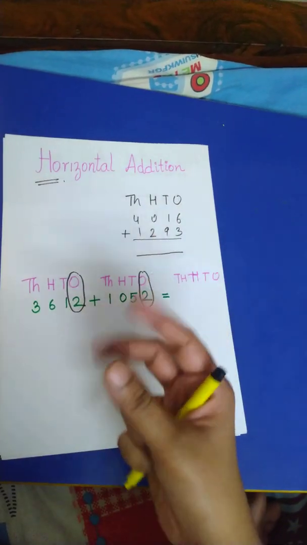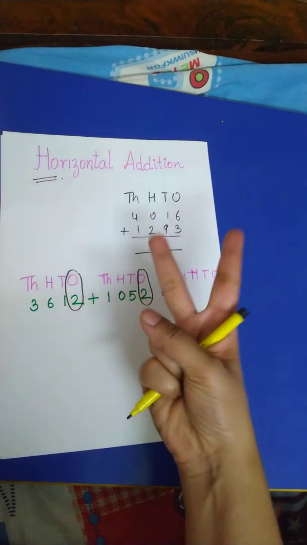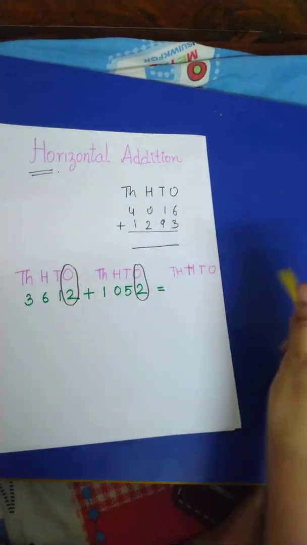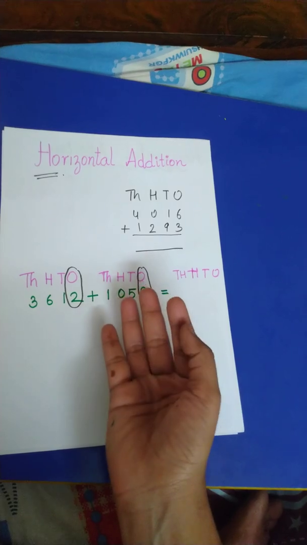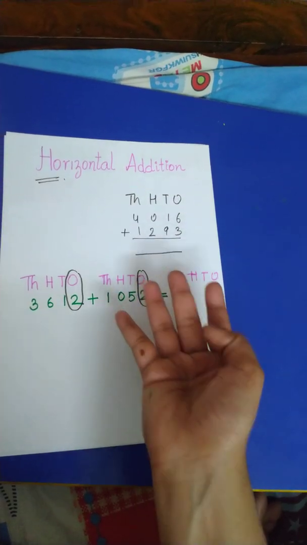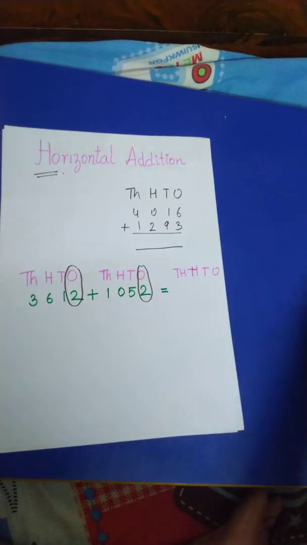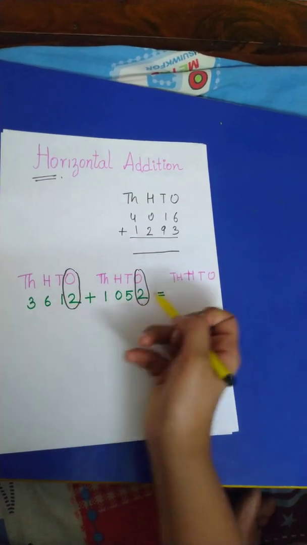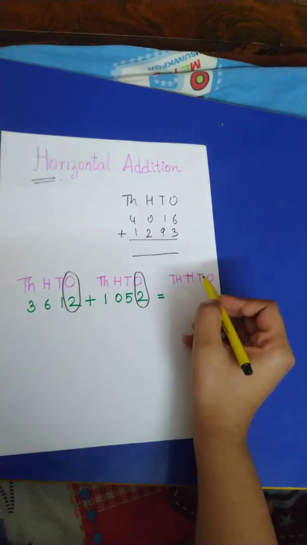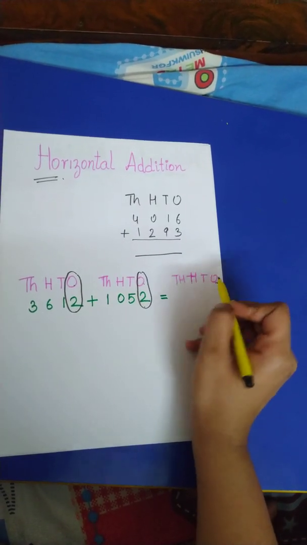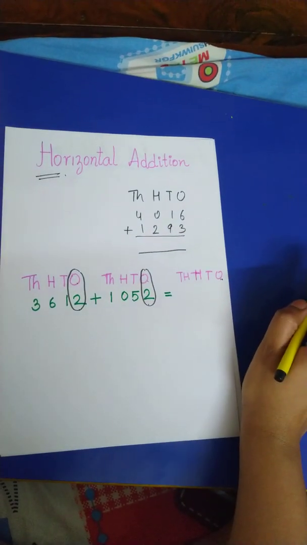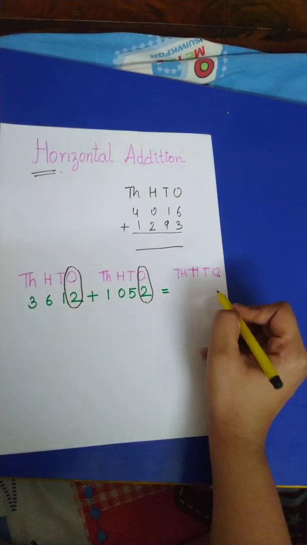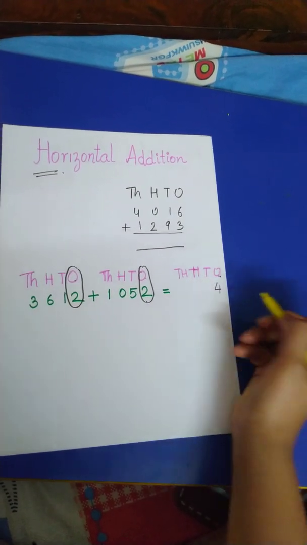I have 2 and I want to add 2, so 3, 4. Right? Otherwise you can use your fingers, and it must be done orally as well. Okay. So 2 plus 2 is 4. Since it is of ones place, I will move directly towards ones place and write down 4 over here.